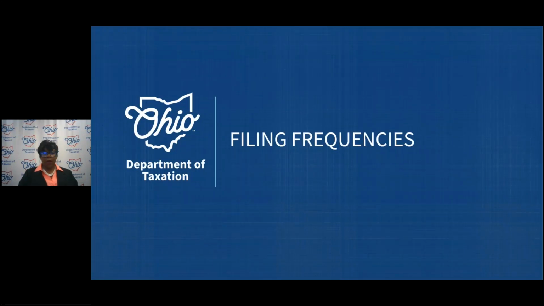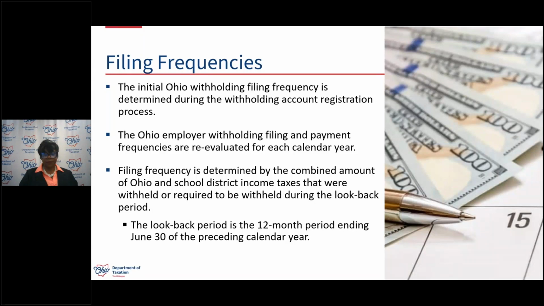Okay, so now we know how we must file. How often do you need to file? So let's talk about our filing frequencies. Your initial filing frequency is initiated by the withholding account registration process. So when you fill out your application, you indicate the amount you will be withholding for the tax year. The Ohio employer withholding and filing frequencies are, however, reevaluated each calendar year.